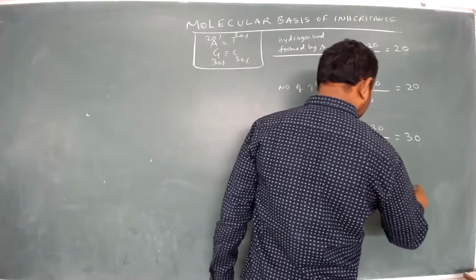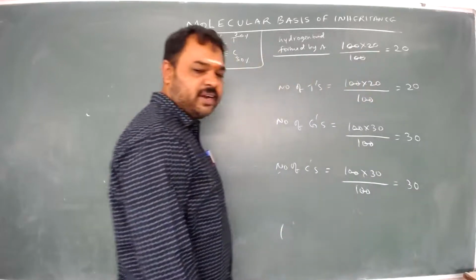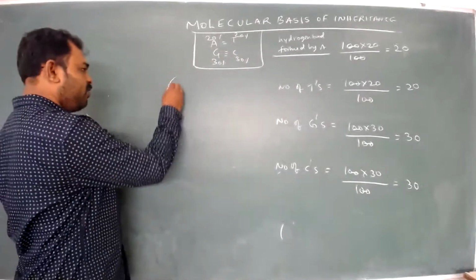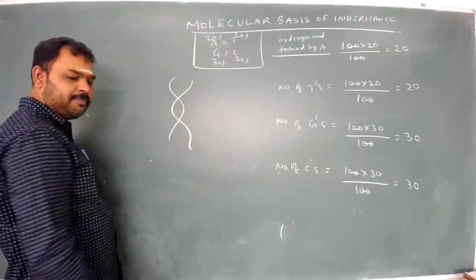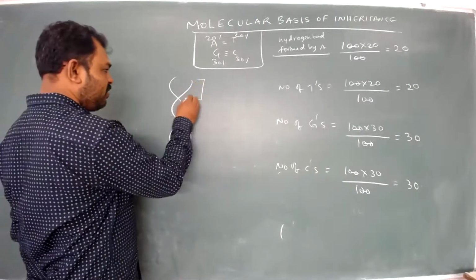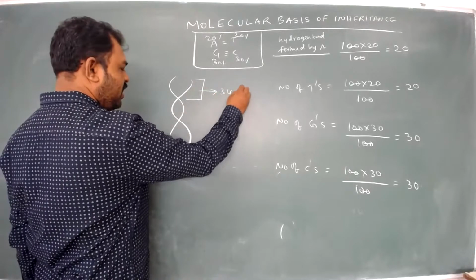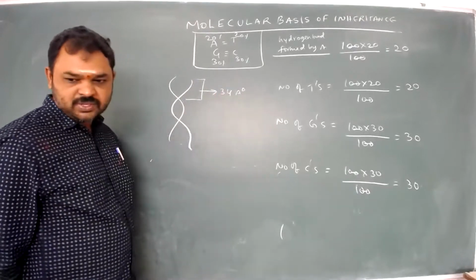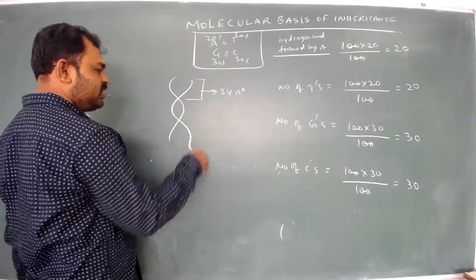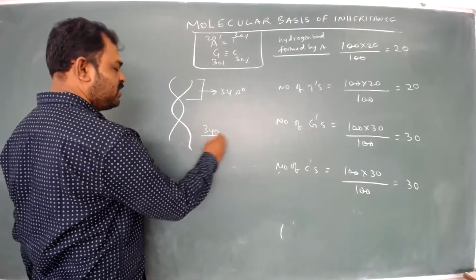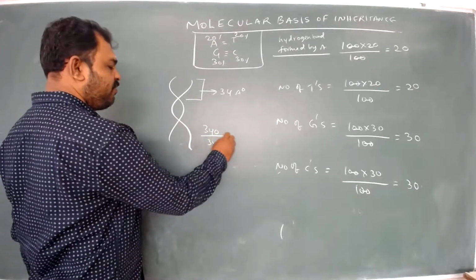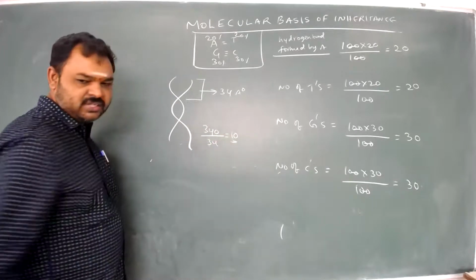So here, what would be there? C is 30. Total nucleotide base pairs in the given DNA. What is this here? This is a DNA. Take one helical length. What is the one helical length? 34 angstroms. 10 helicals means 340 angstroms. So 340 by 34 gives how many helicals here? 10 helicals.